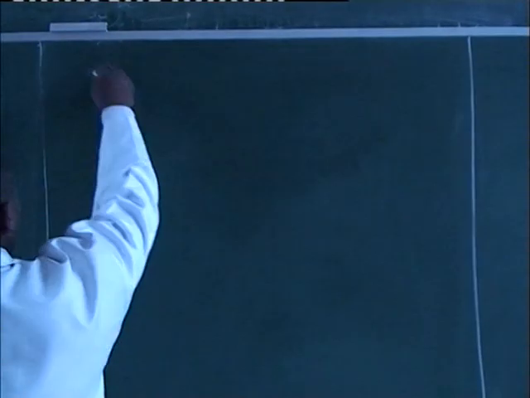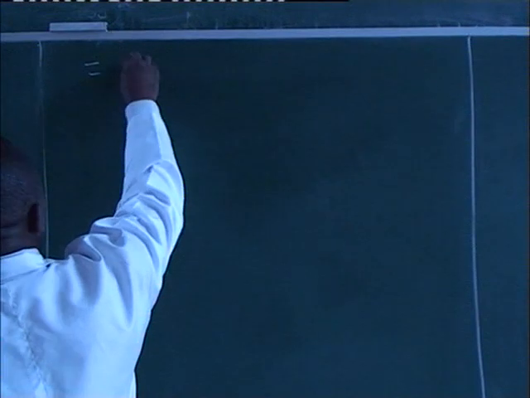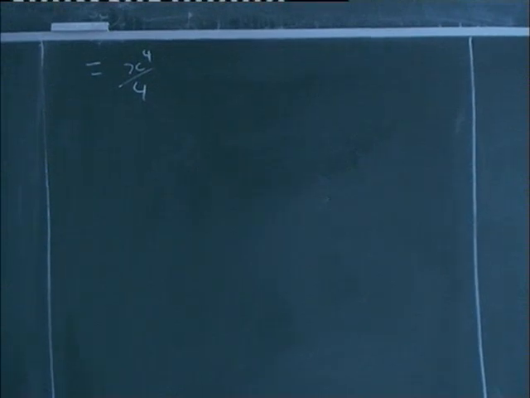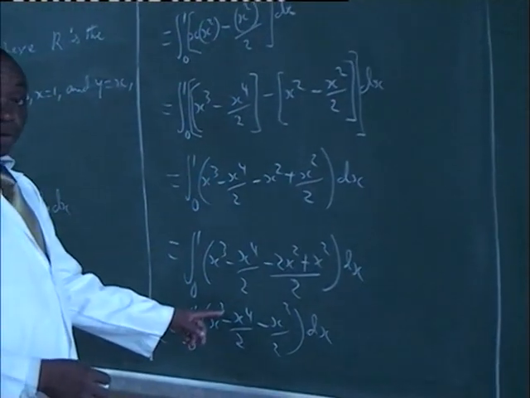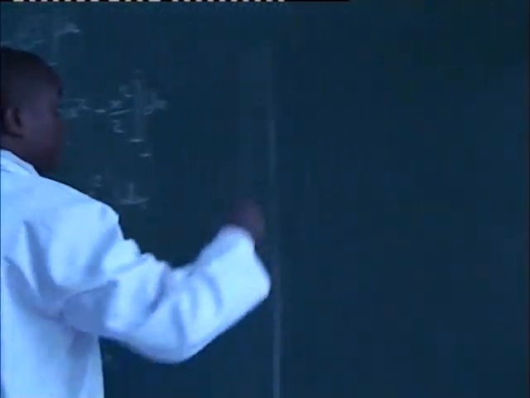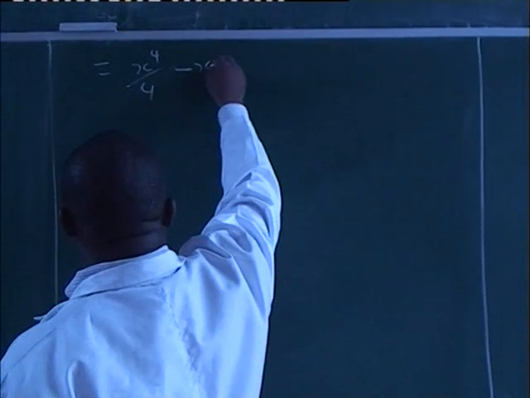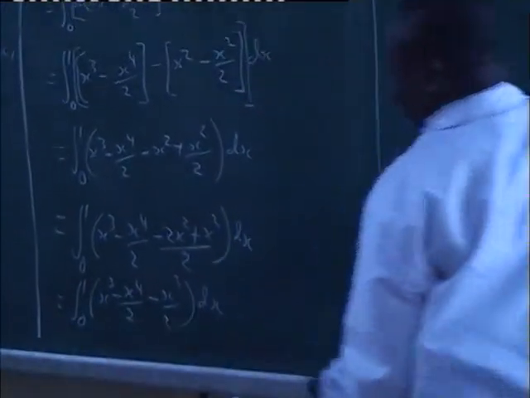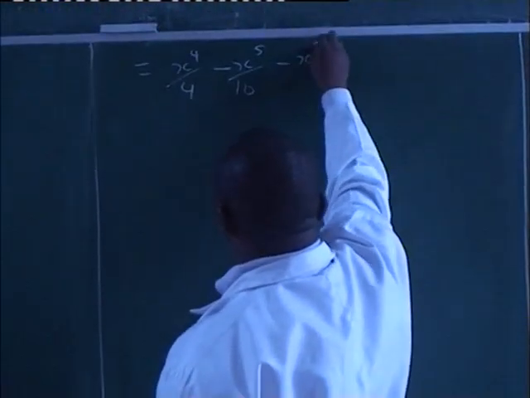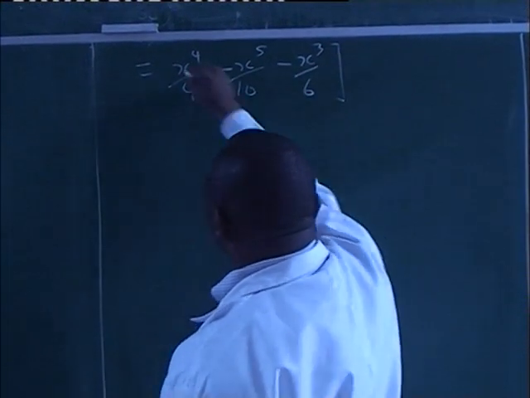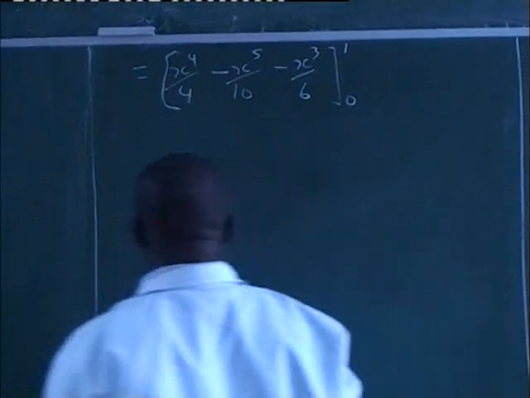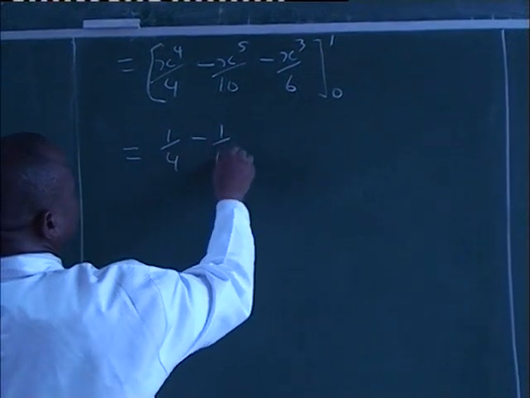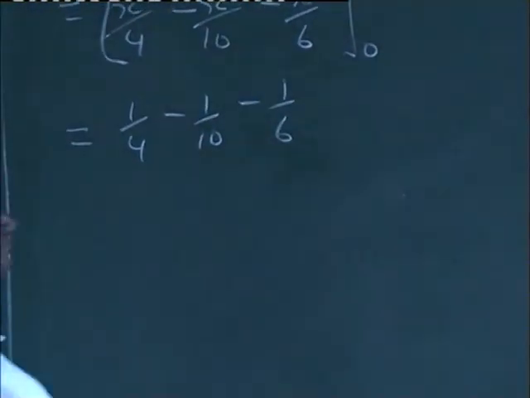So we integrate this, we have that this is x to the power 4 over 4. You know, we integrate here. So integrating here, we have minus x to the power 5 over 10, because 5 times 2 is 10, minus x to the power 3 over 6. So we can now put in the upper and the lower limits, which is 1 over 4 minus 1 over 10 minus 1 over 6.